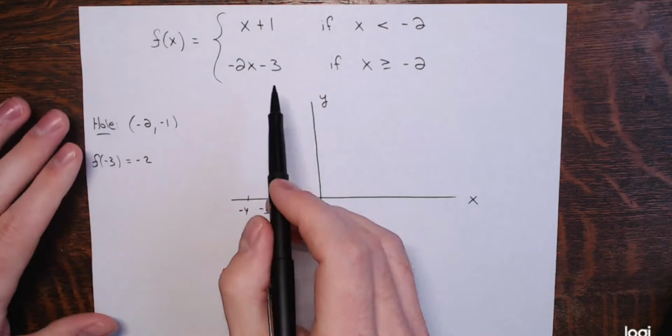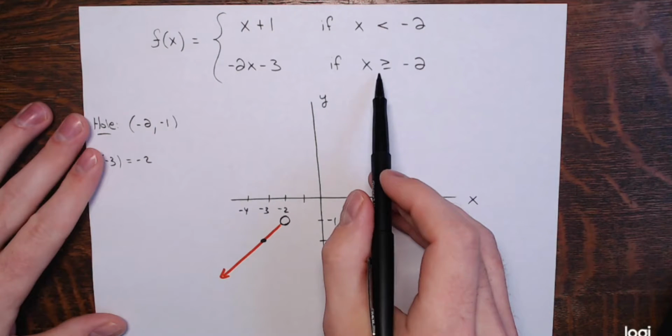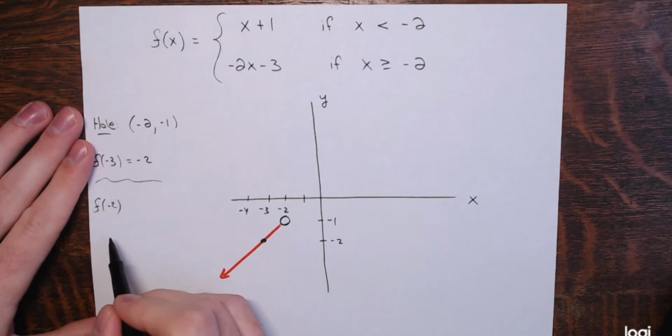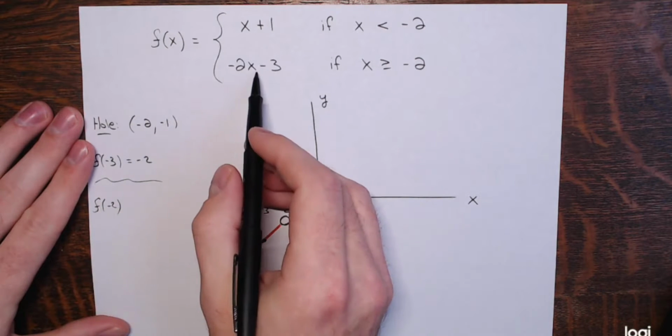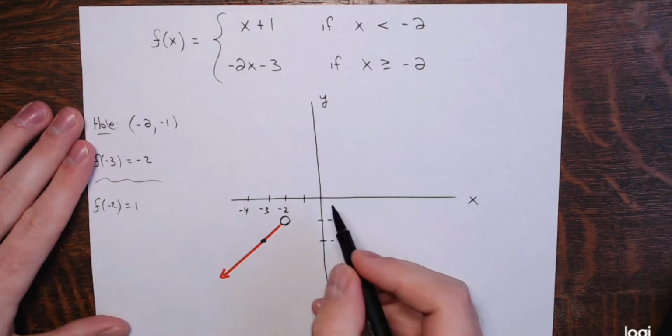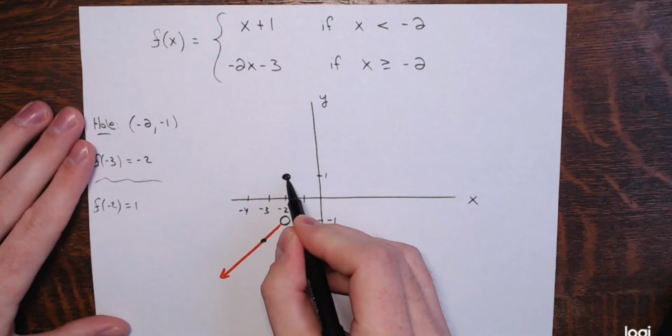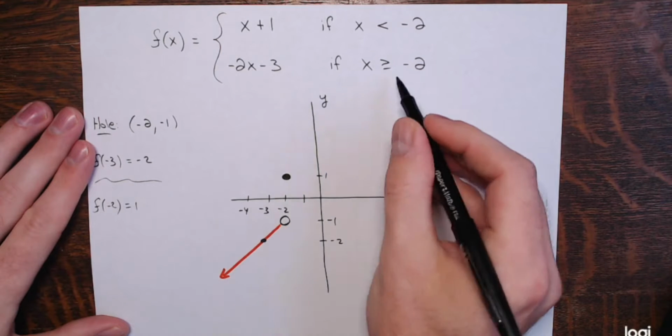Alright, then for the next piece, we can actually plug in negative 2. So I can figure out what is f of negative 2 now. Now plugging in negative 2, that'd be 4 minus 3, that's 1. Negative 2, 1, and that would be a solid point. Alright, that actually belongs to that piece.